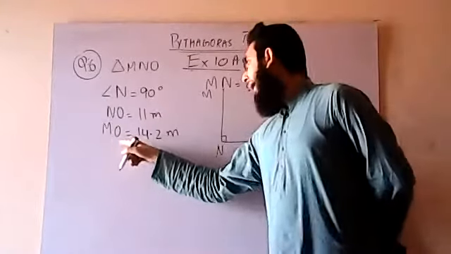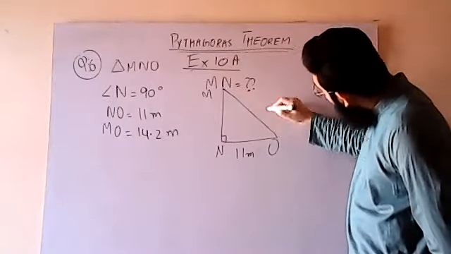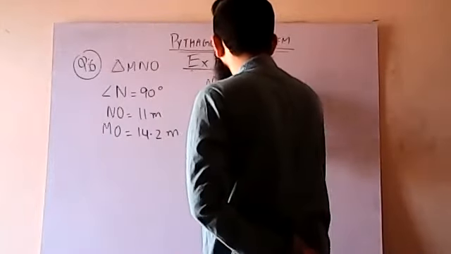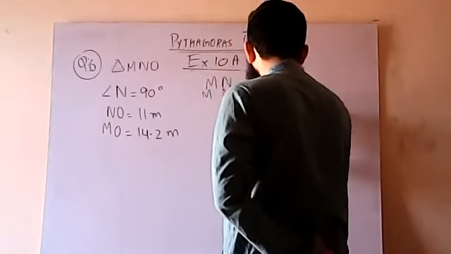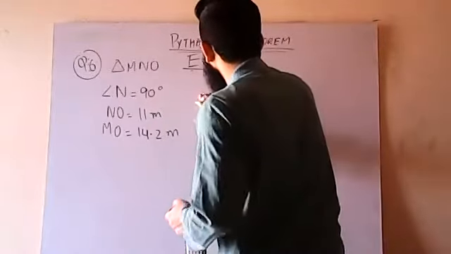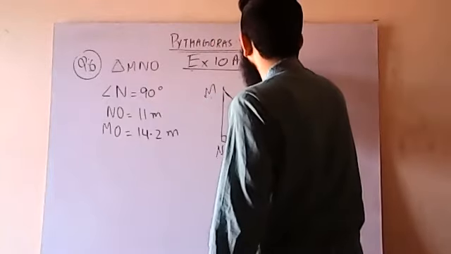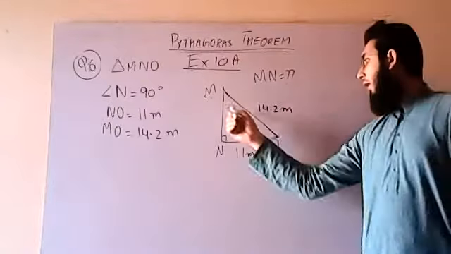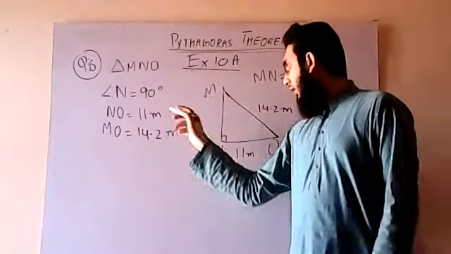He has given me MO is 14.2. Sorry for the pathetic drawing I am making. This is side M. MN मांग रहा है. This is side M. MO is 14.2, NO is 11, and angle N is 90 degrees.